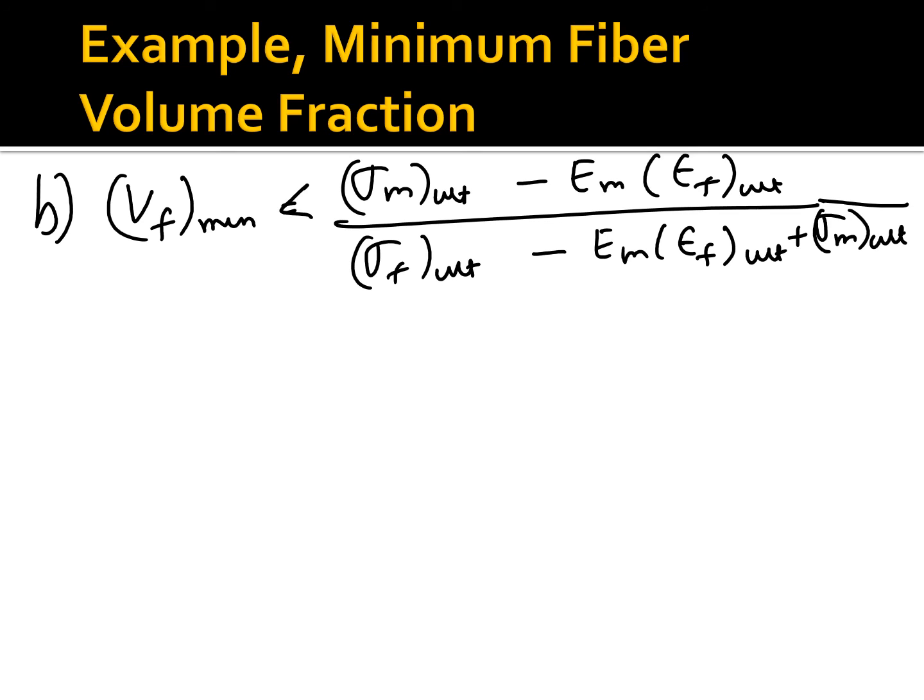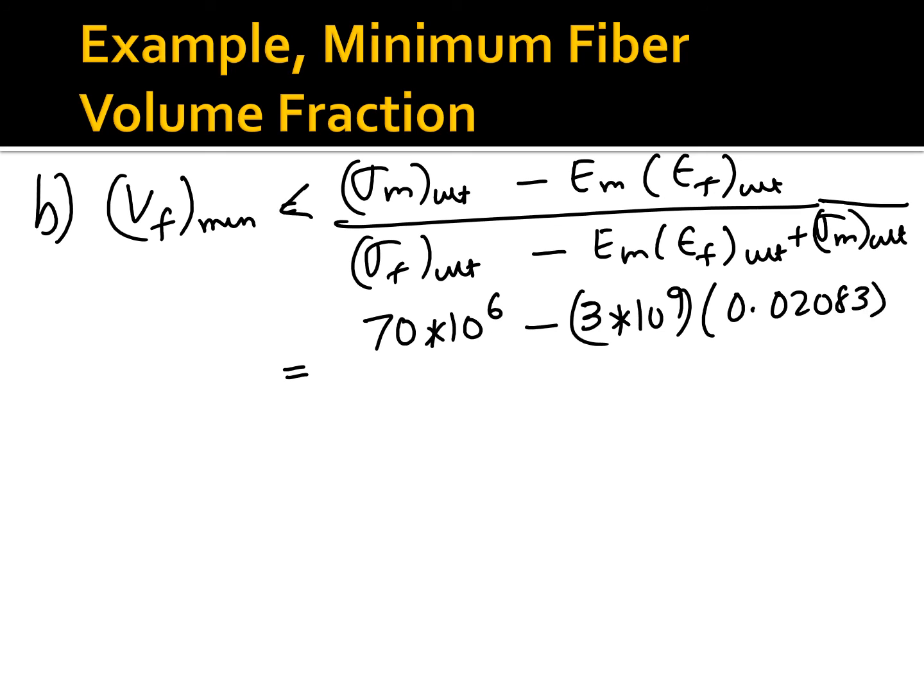So since we have that, let's go and substitute these values. The ultimate strength of the matrix is 70 megapascals. Young's modulus of the matrix is 3 gigapascals. Ultimate strain of the fiber is this much. Then we divide by sigma F ultimate, which is 1500 megapascals, that's the ultimate strength of the fiber.